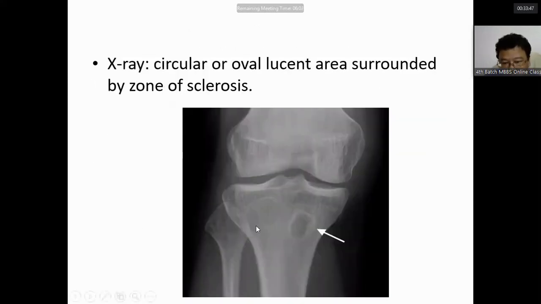And if you take an X-ray, look at this lytic lesion. This translucent area is surrounded by a zone of sclerosis. So this is Brodie's abscess. It will just remain like that. If you put a needle and take out the infective material, you will find a seropurulent, not pus, but a seropurulent type of discharge. And the treatment of this is you just curette it. You give antibiotics and you just curette that.